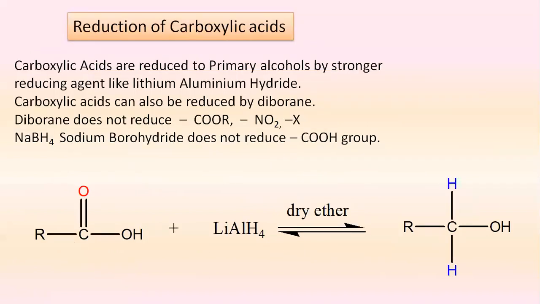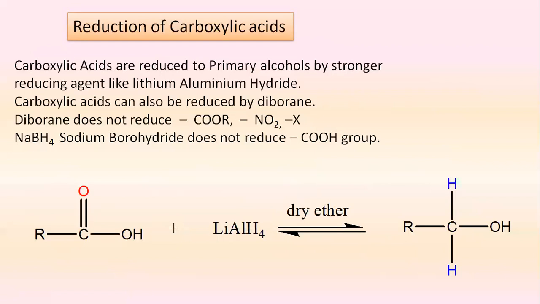The next reaction is for the reduction of carboxylic acid. Carboxylic acids are reduced to primary alcohol by a stronger reducing agent like lithium aluminum hydride. Means we are just adding hydrogens by using lithium aluminum hydride. They are also reduced by diborane, but diborane does not reduce C double bond OR, NO2 or halide groups.